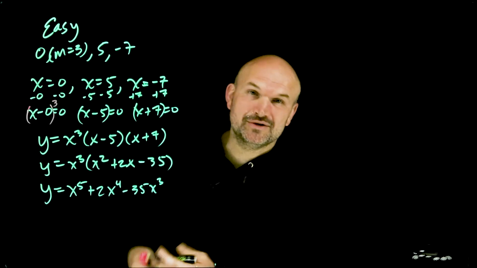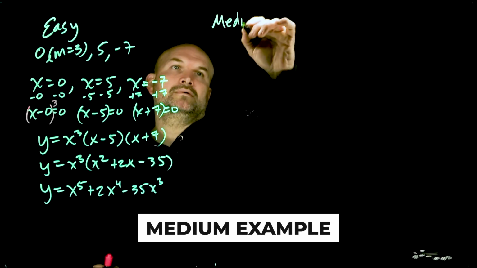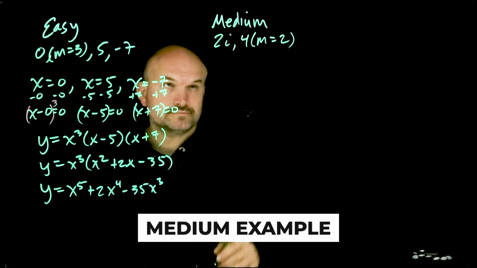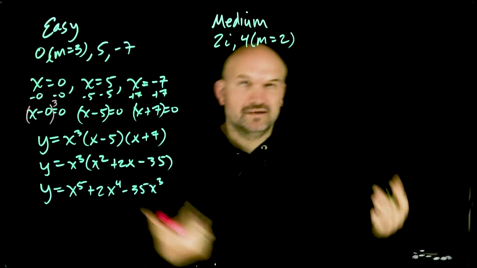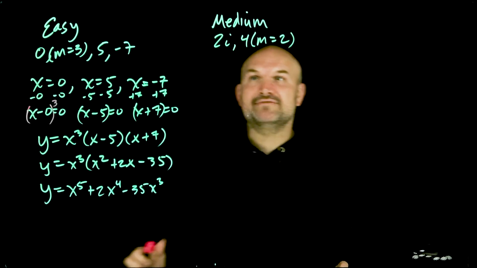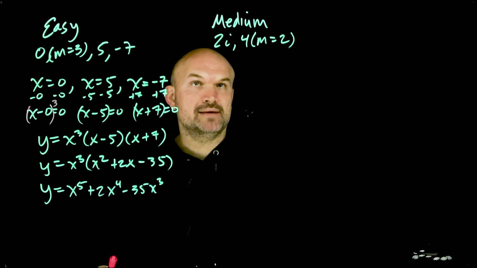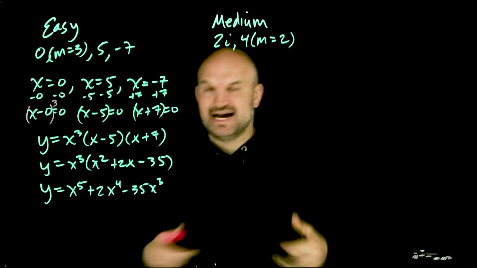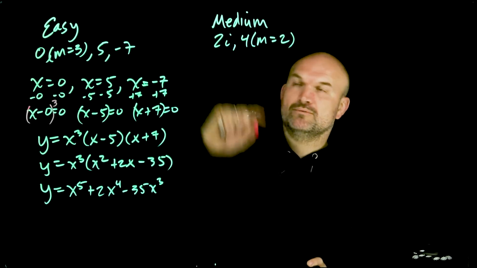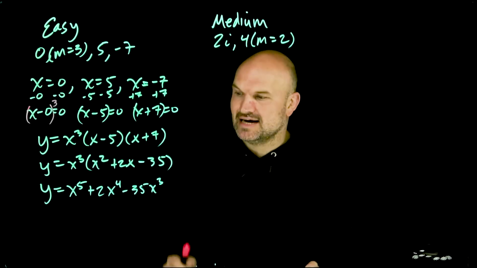All right, now let's get into a medium example. Okay, so again, we have our lovely multiplicity, but in this case, we have an imaginary 0. So we have a 2i. Now, what's really important about this is we need to understand the conjugate is always going to be there when we have irrational as well as complex solutions.